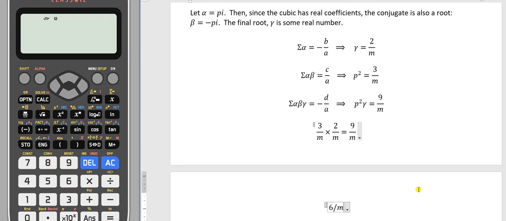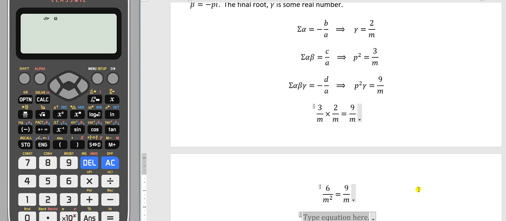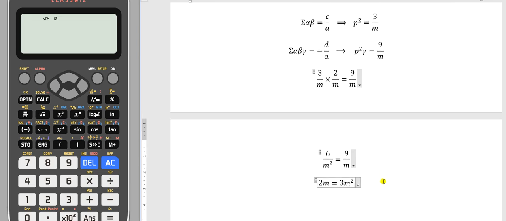And that gives me 6 over m squared equals 9 over m, or 2m equals 3m squared. I've multiplied both sides by m squared and divided both sides by 3. Now, from here, I can find m as 2/3 if I divide by m and by 3.